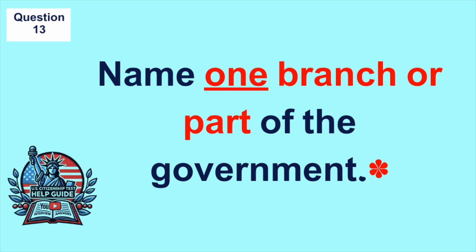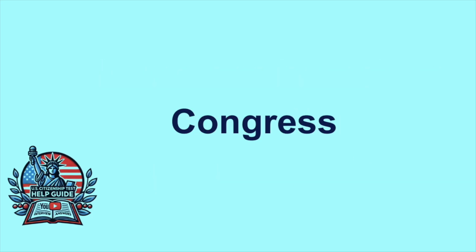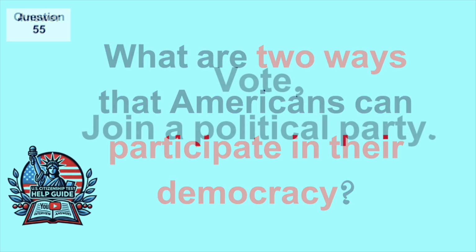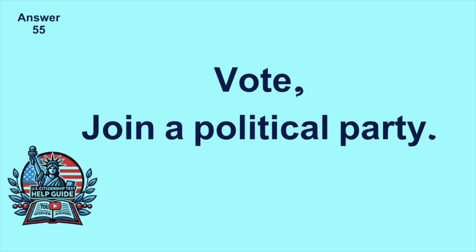Name 1 branch or part of the government. Congress. What are 2 ways that Americans can participate in their democracy? Vote. Join a political party.